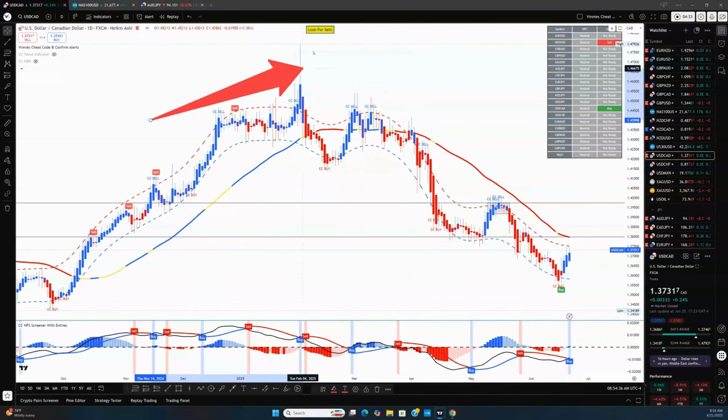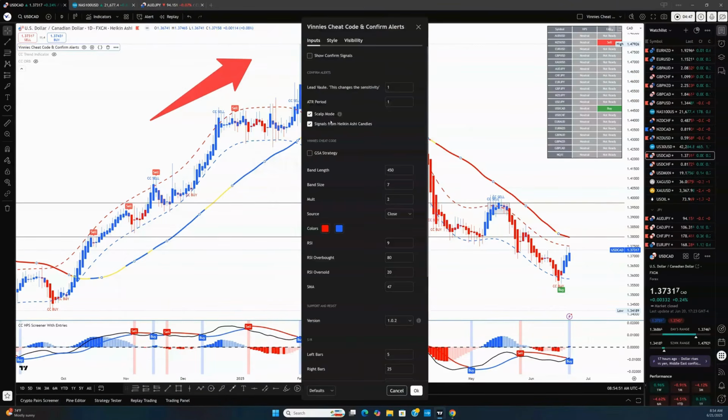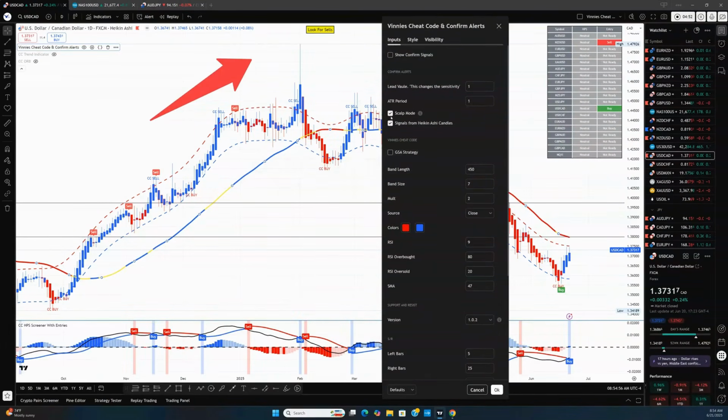At the top of the screen, we also have another directional confluence, which tells you to look for sells. Inside the settings of the cheat code, this is what we call scout mode. It's basically used for the lower time frames, but you can use it for all time frames. If I turn it off, you see it goes away, and you can turn it on. Now, for our entries and exits, we use our confirmation signals.